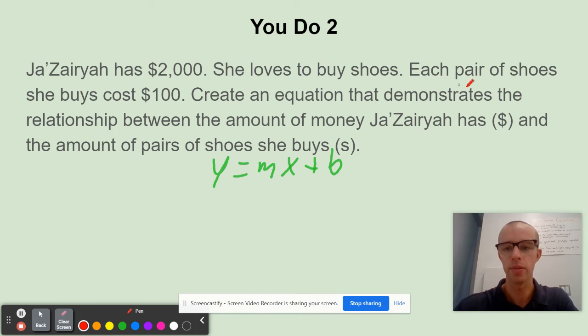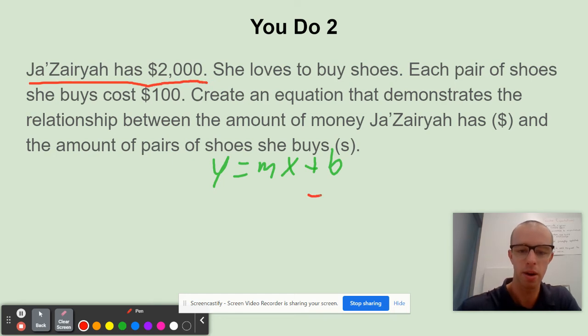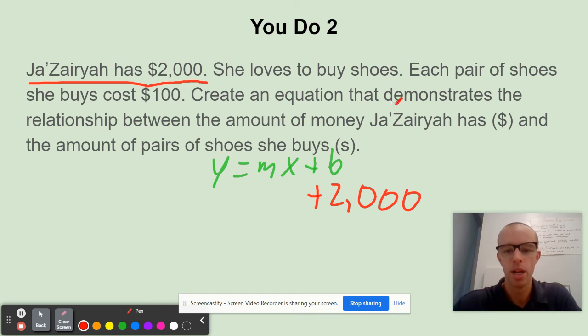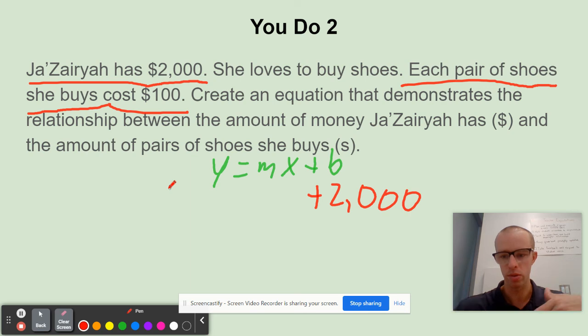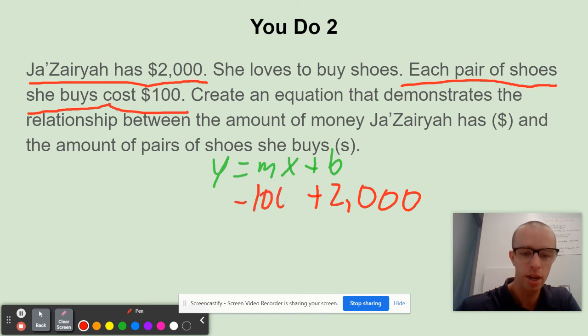Jazira has $2,000. She loves to buy shoes. Each pair of shoes she buys costs $100. Create an equation that demonstrates this relationship using the variables dollar sign and the amount of shoes purchased, S. All right, I'm going to start with Jazira has $2,000. That's where she begins. It's a positive 2,000. And she buys shoes. And think about it, when you buy shoes, you lose money. And so every pair of shoes she buys for $100, she's going to lose $100. How would I show that? She loses $100 per pair of shoes. Well, that's going to be with a negative 100 S.